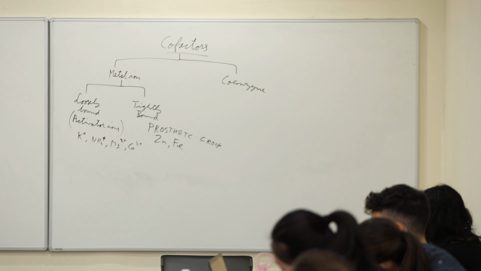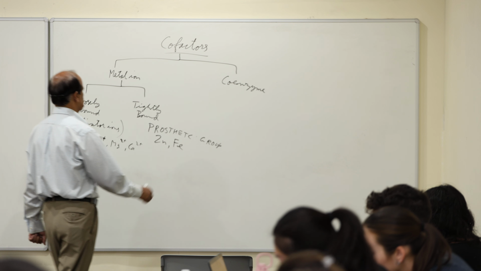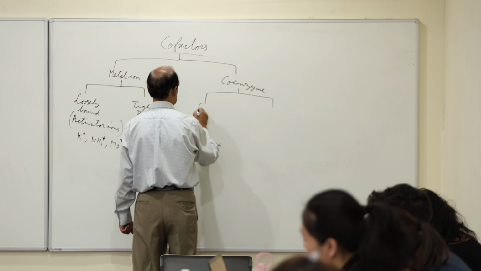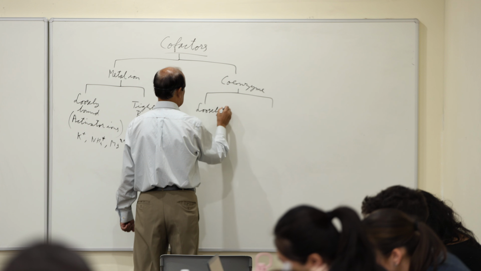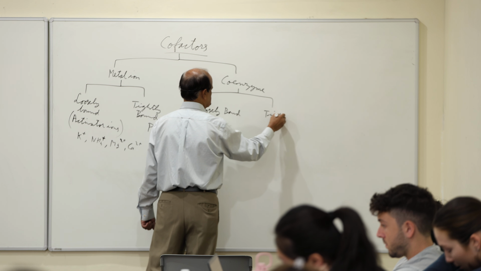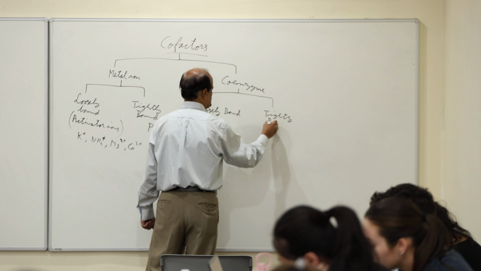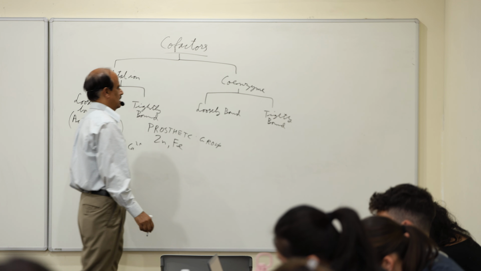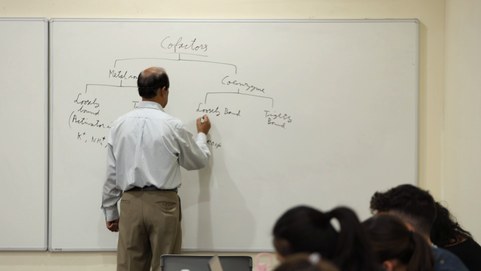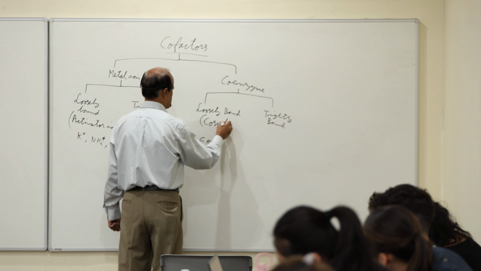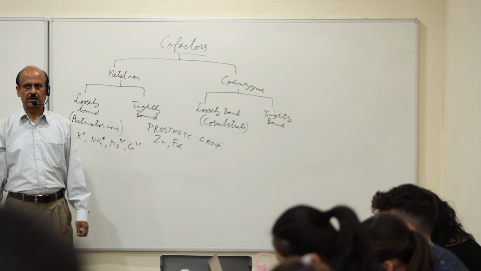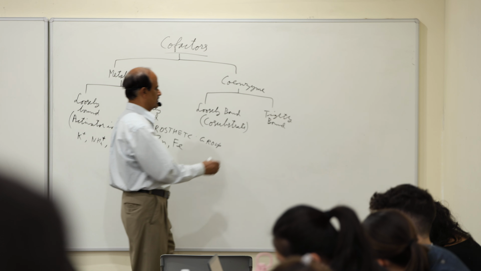Of the coenzymes, again, they can be of two types. These can be loosely bound or tightly bound. If it is loosely bound, that is also called a co-substrate. If it is tightly bound, again, it is the same name, prosthetic group.